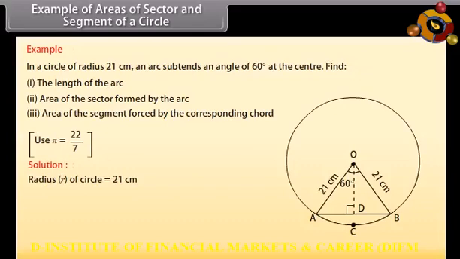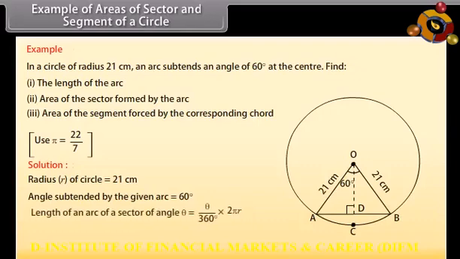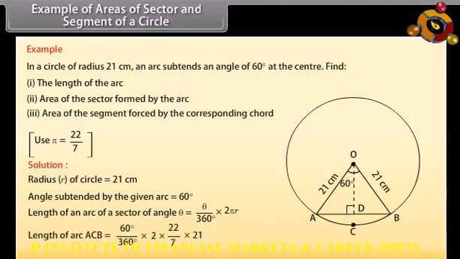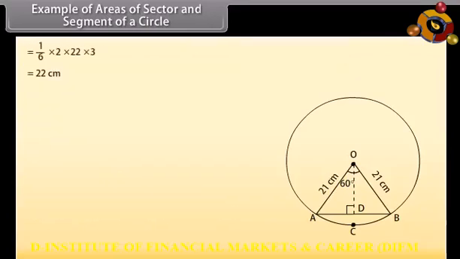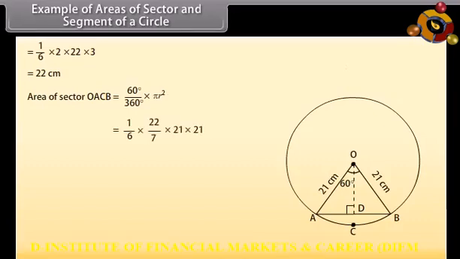Radius r of circle is equal to 21 centimeters. Angle subtended by the given arc is equal to 60 degrees. We know that the length of an arc of a sector of angle theta is equal to theta upon 360 degrees into 2 pi r. Therefore, length of arc ACB equals 22 centimeters. Area of sector OACB is equal to 60 degrees upon 360 degrees into pi r square. Now, by substitution and calculation of the values, we get area of sector OACB is 231 centimeters square.